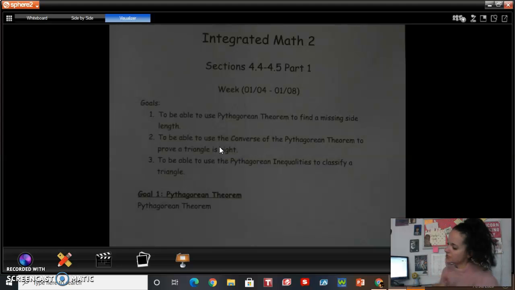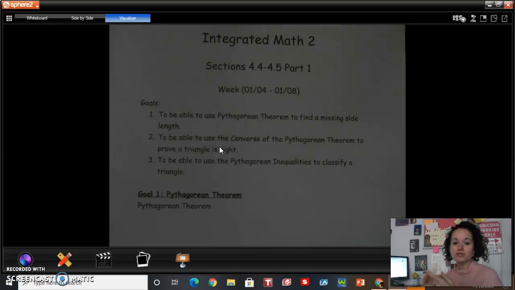Okay, so we're starting with sections 4.4 and 4.5, and we're going to break them down into 2 weeks. We have a part 1 and a part 2. Part 1 is what we're going to focus on this week, and part 1 is about the Pythagorean theorem. So we have 3 goals today.